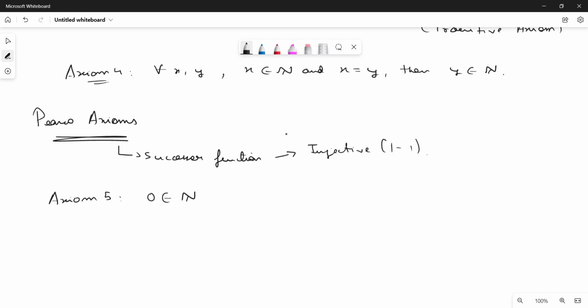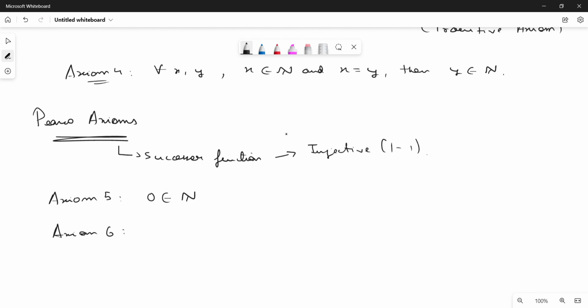In alternate versions of natural numbers, we have also excluded 0 from it. We have started the construction of natural numbers using 1. But in this particular topic, we are constructing 0 to be inside the natural numbers. Okay. So this is pretty basic.